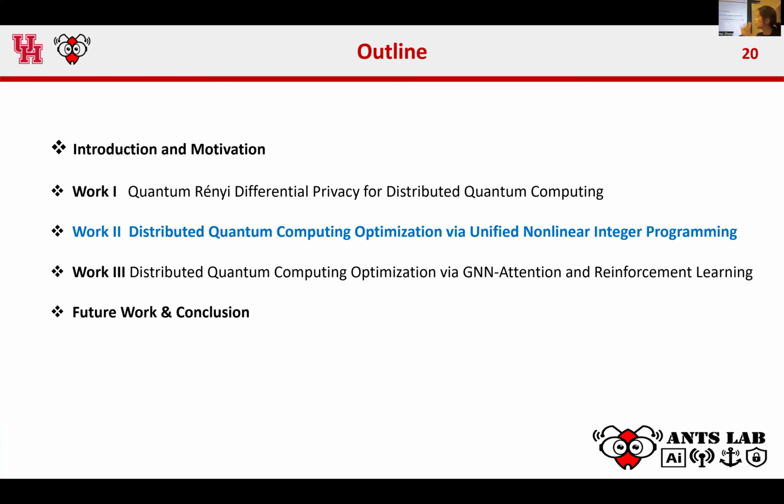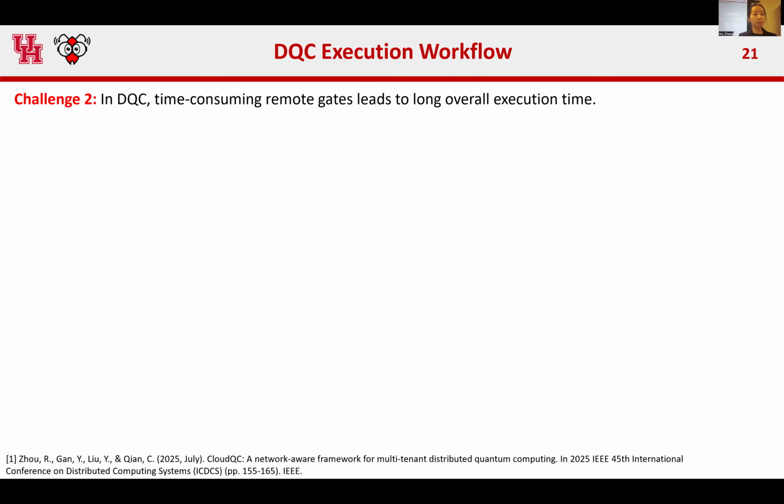Okay, so this is just our very brief first work. Then we'll talk about the other two works, which are about distributed quantum computing optimization. The first one is the unified nonlinear integer programming. We want to solve challenge 2, the long overall execution time.